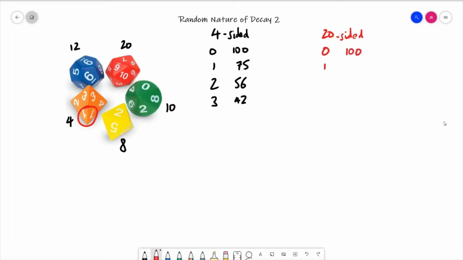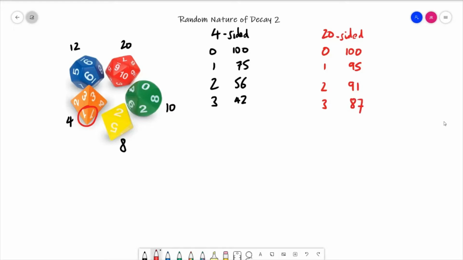So we would start with 100, but after 1 roll, well, a 20th of that is 5, so we might have therefore 95 remaining. After the second roll, you might only get 4 decay, and after the third roll it might be again 3 or 4. So we can see that we've completely changed the probabilities between the dice.